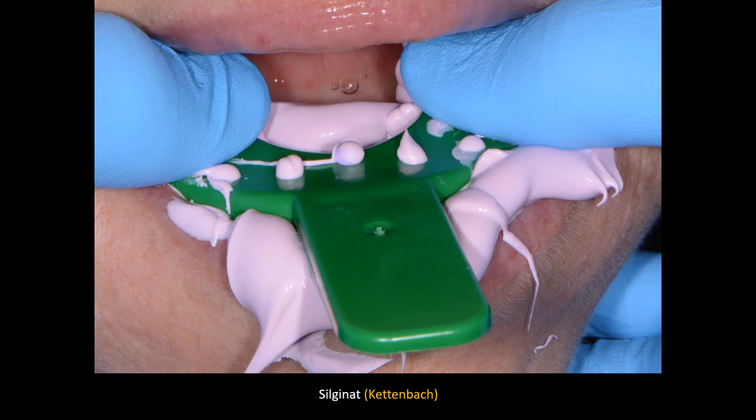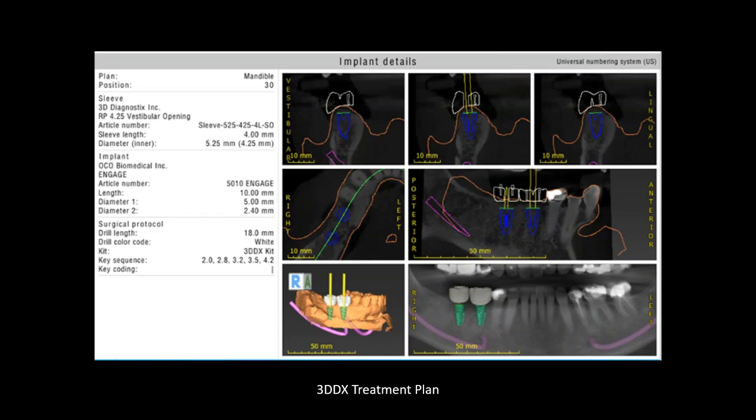So at this point, we'll take a Silginot impression, or if you want to use your intraoral scanner, you can use that as well, and forward it to any company that you would like to make surgical guides. Here you can see we've sent it to 3DDX, and they've come up with a treatment plan with their software. So this is tooth number 30. And you can see mesial distally, there's ideal bone.